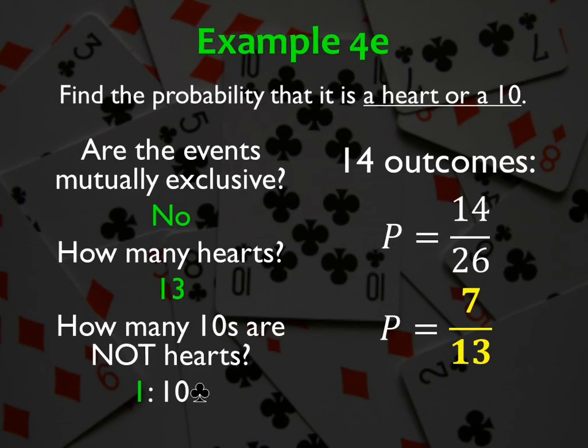So when you have non-mutually exclusive outcomes, when you add the outcomes together, you have to make sure that you do not double count things that occur twice.